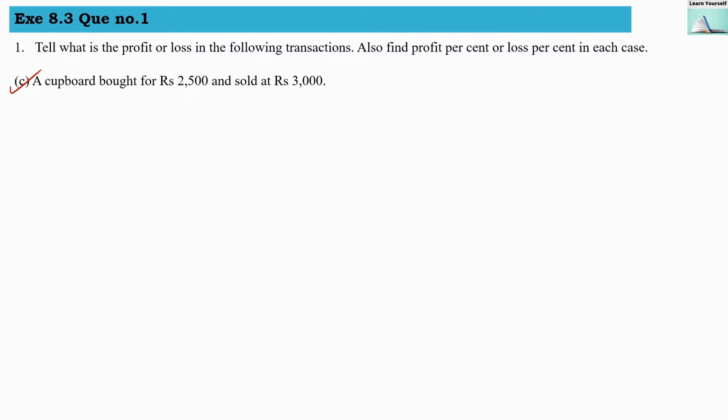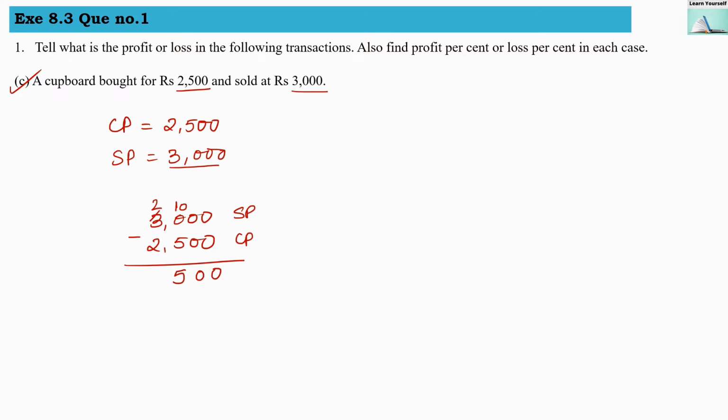Numerical C. A cupboard bought for rupees 2500 and sold for rupees 3000. So our cost price here is 2500 and selling price is 3000. So selling price is more compared to cost price, so this is a profit. Now let us subtract this to find out how much will be the profit. So we will get 500 rupees as a profit.